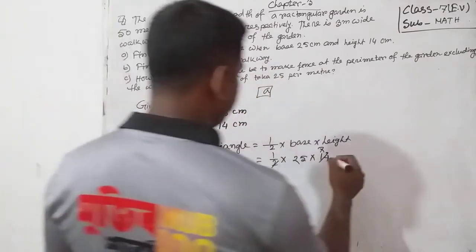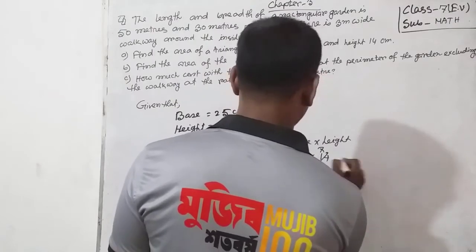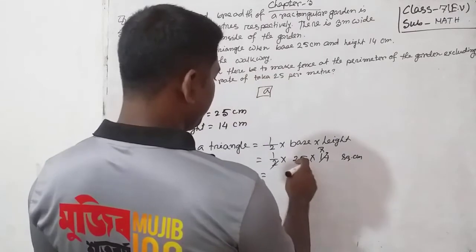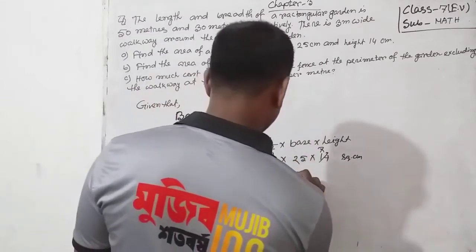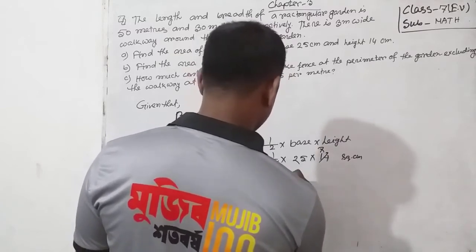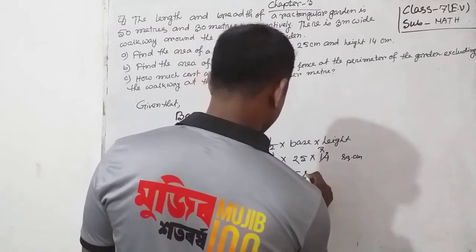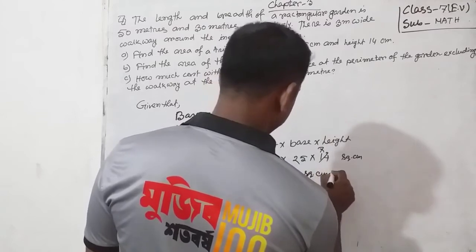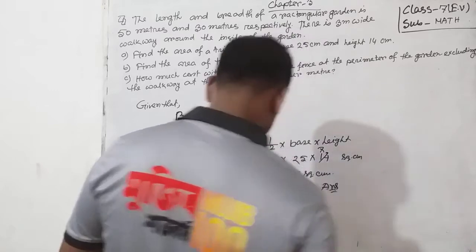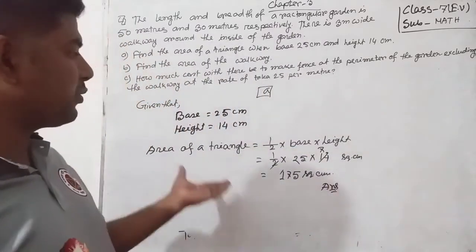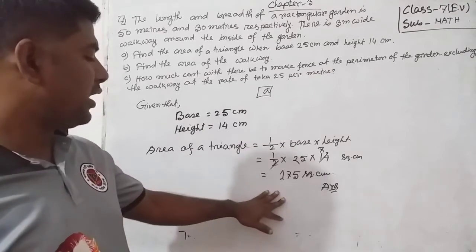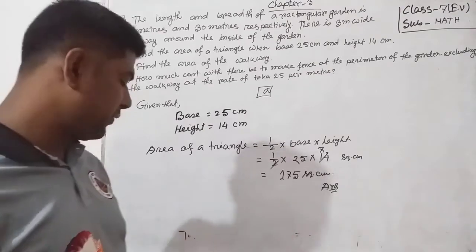7 times 14, and you can write it square centimeter. Now multiply 25 into 7, 5 sevens are 35, 7 times 14 is 175 square centimeter. Okay, this is the answer. It is very simple. I hope you will understand question A. Area of a triangle is 175 square centimeter.